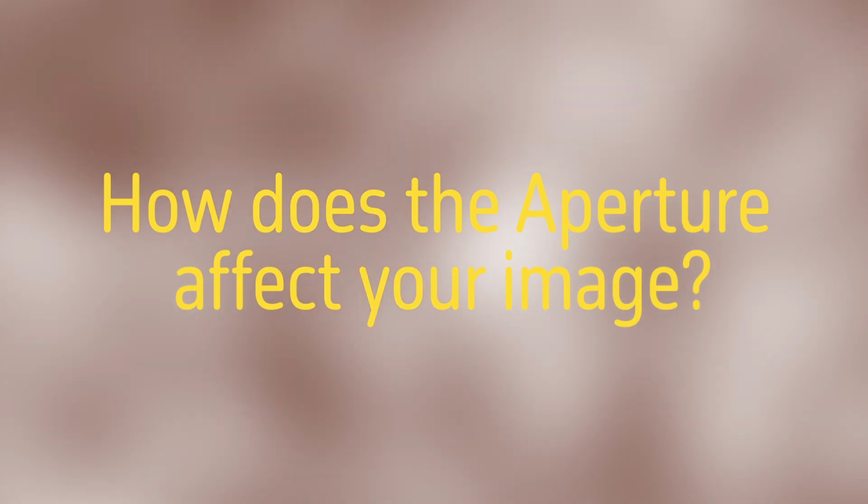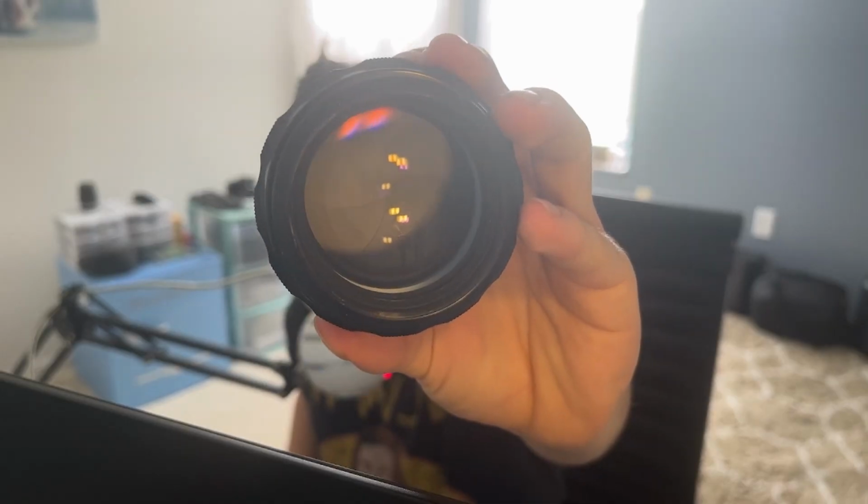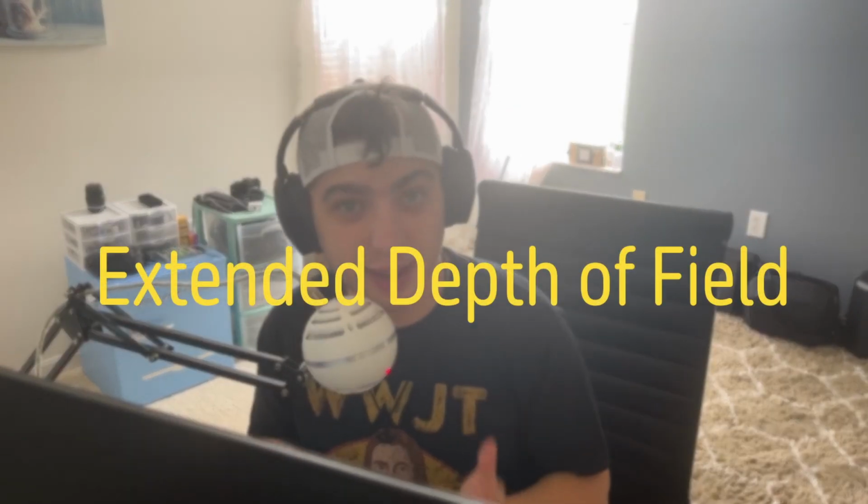So, how does the aperture affect your image? It creates what is commonly called depth of field. Depth of field is really how close your subject is to your frame. How does it work? The smaller the aperture number, for example, f2.8, the bigger the aperture size is. This is what creates shallow depth of field. The bigger the aperture number, like f22, creates a smaller aperture size, and this is what is called extended depth of field.